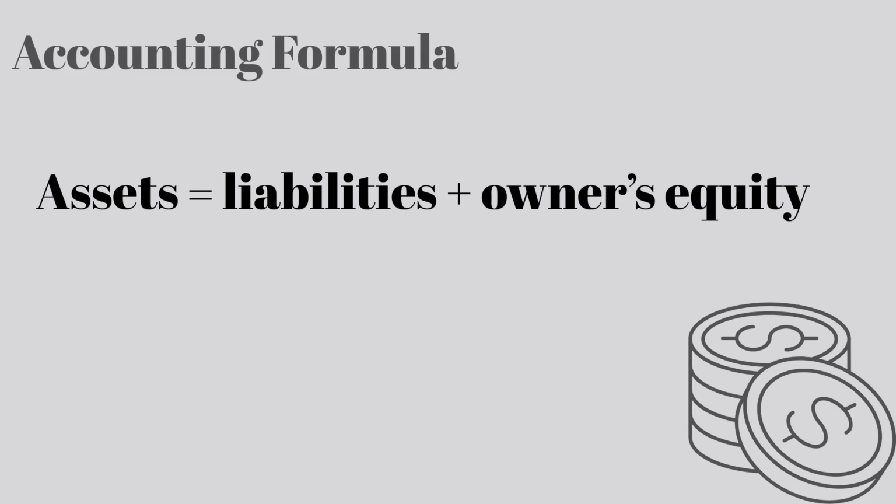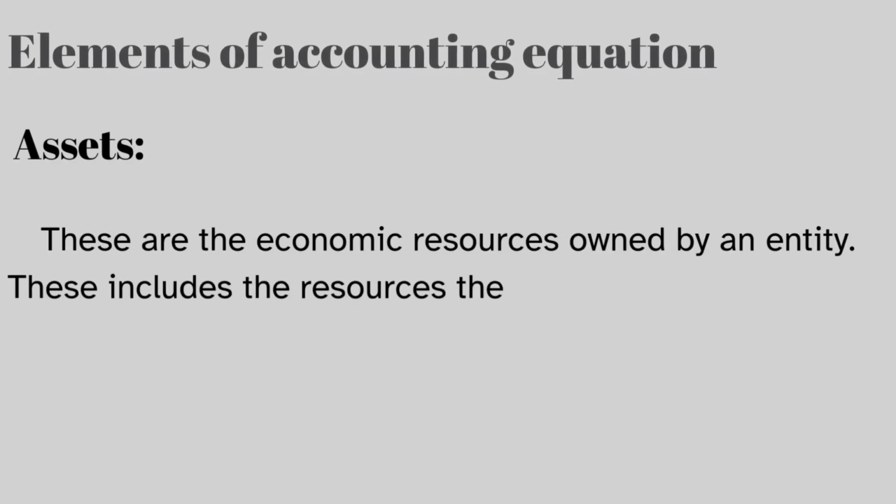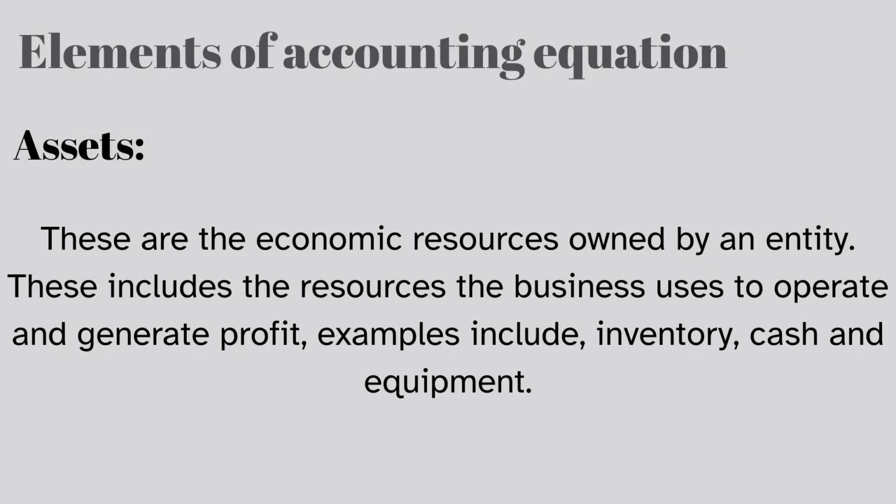Assets. These are economic resources owned by an entity. These resources are used by the business to operate and generate profits. So they are investments by the business, the investments the business makes in hopes of gaining future value from them. This includes inventory, which are things that the business hopes to sell. We have cash and we have equipment.